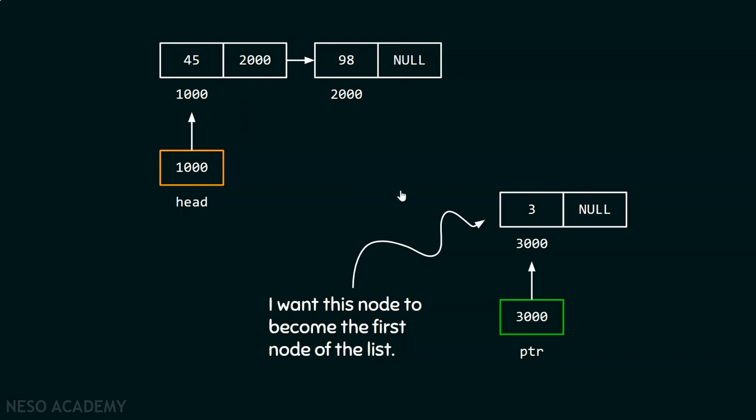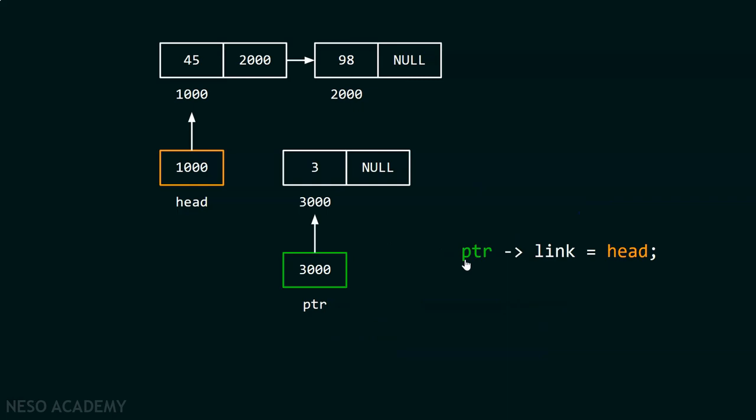In order to do this, we need to perform certain procedures. I would like to tell you that head is the pointer which is pointing to the first node of this list and ptr is the pointer which is pointing to this node. In order to add this node to the beginning of this list, here are the few steps we require.